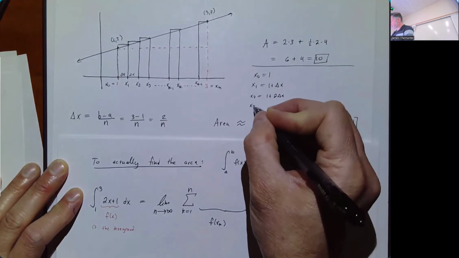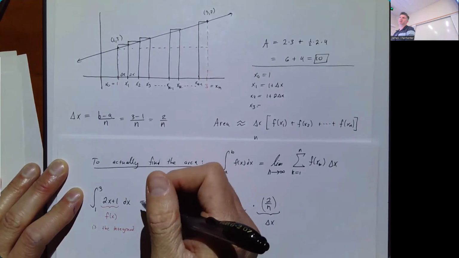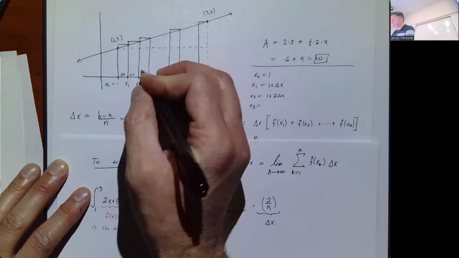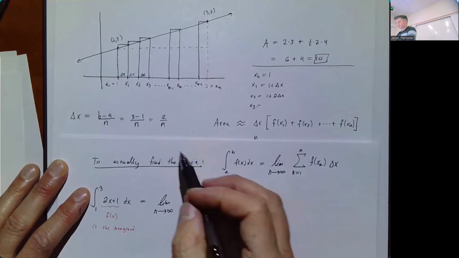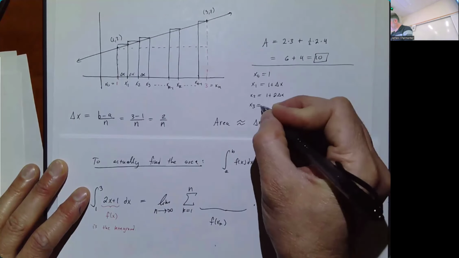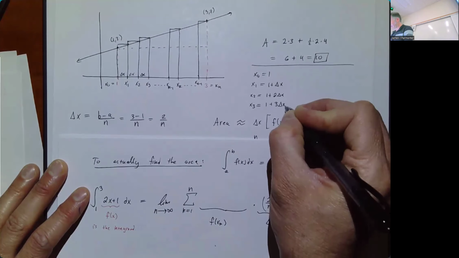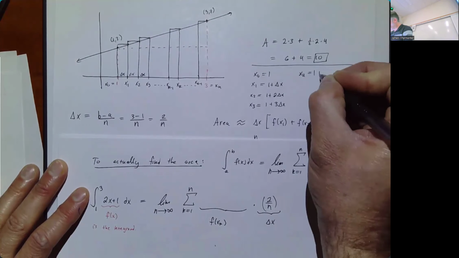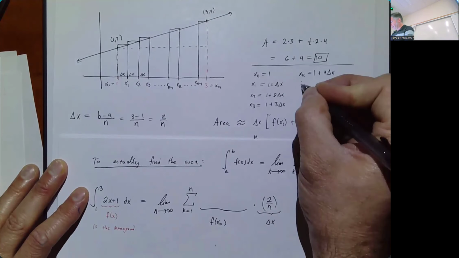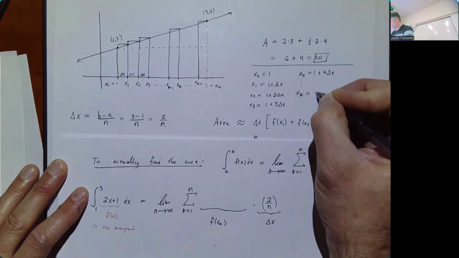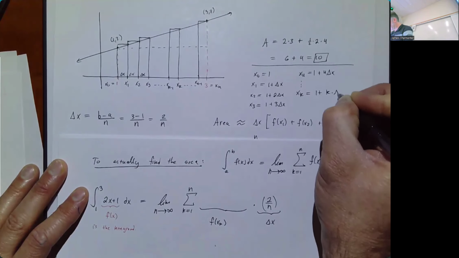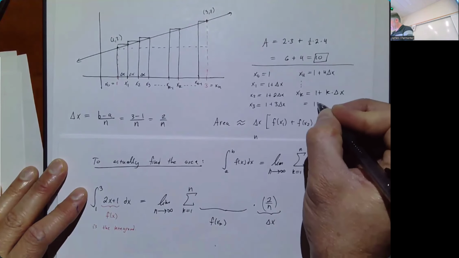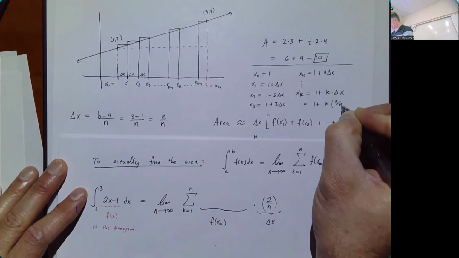X sub 3 is, how many do you think it's going to be? How many delta x's from x sub 0 is it? It's going to be 1 plus 3 times delta x. I think we're seeing a pattern here. X sub 4 is going to be 1 plus 4 times delta x. All the way down to x sub k is going to equal 1 plus k times delta x. Which, if we plug in what delta x is, this is 1 plus k times 2 over n.